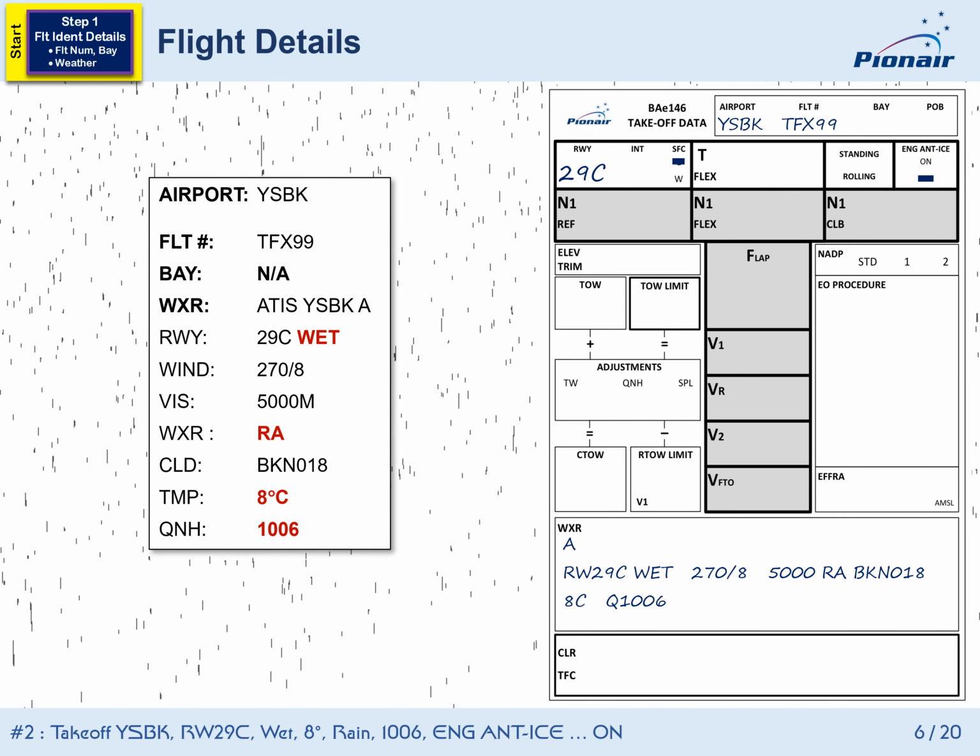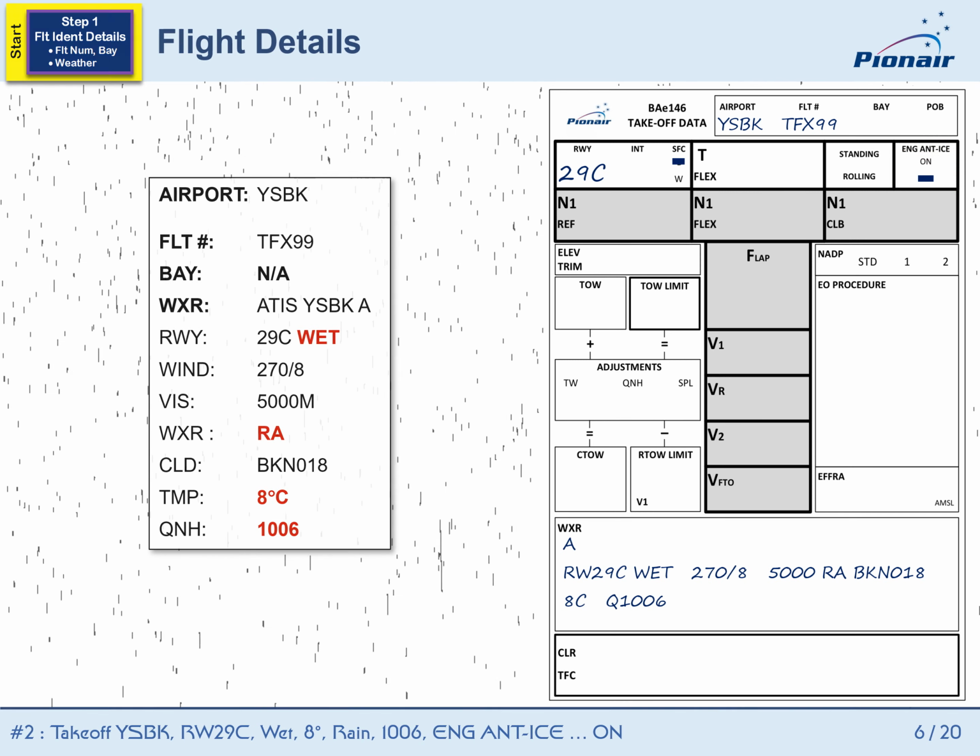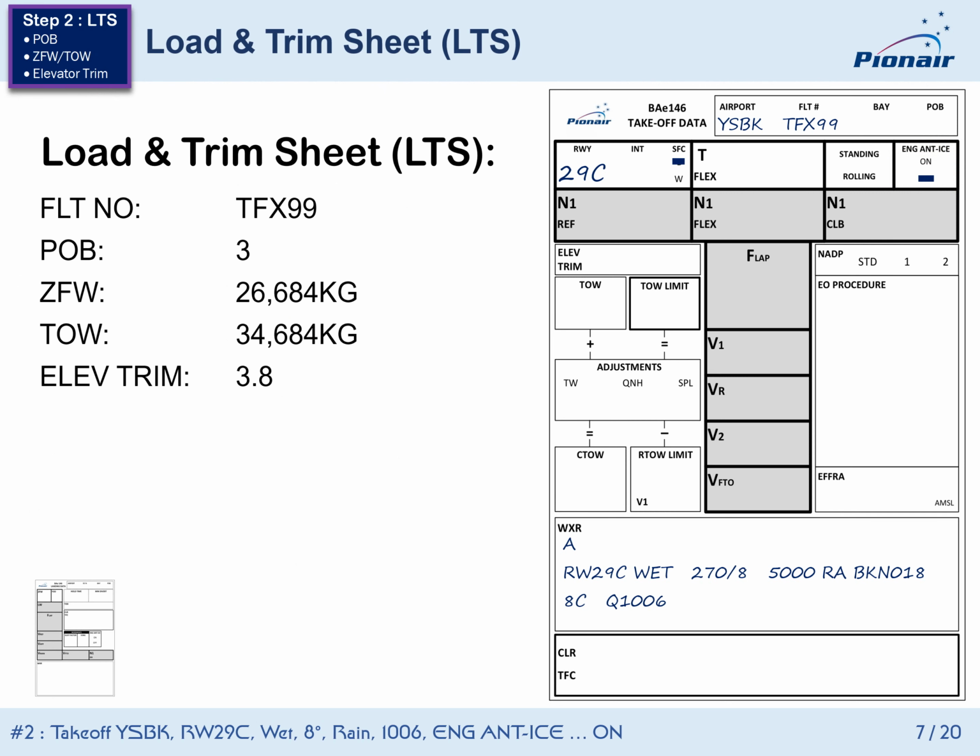Now we have a load and trim sheet. The load and trim sheet comes with confirmation of the P/B, so we can enter that in the identifying box at the top. Now we can take the takeoff weight from the LTS, round it up to the next 100 kilos, and enter that into the TOW box.